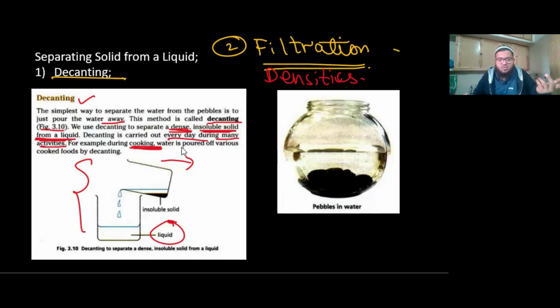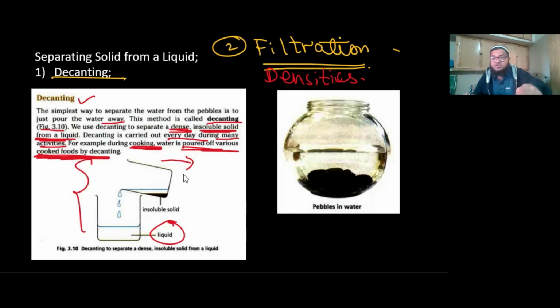Water is poured off various cooked foods by decanting. I just gave you one example of cooked rice, which is cooked in water. The water is removed. I'm talking about white rice, which you boil before biryani. As soon as the rice is boiled, you add in the spices and biryani masala, etc., and then you make your biryani. Very tasty. But anyways, coming back to the topic, the biryani is one example, and that's the technique where you use decanting.